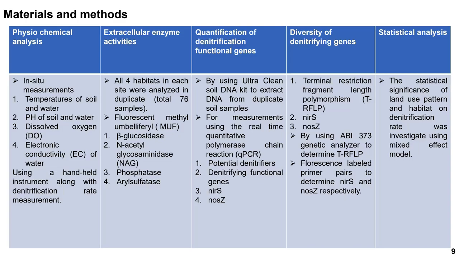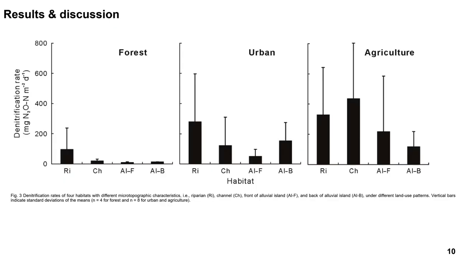In statistical analysis, the final one in the material and method section, the significance of land use pattern and habitat on denitrification rate was investigated using mixed effect. The second last section of this research work is the results and discussion. So figure 3 gives the clear explanation about the denitrification values in each habitat, which depends on the inflow of organic carbon and nutrients from vegetation and human activity in the case of riparian zone for forest.